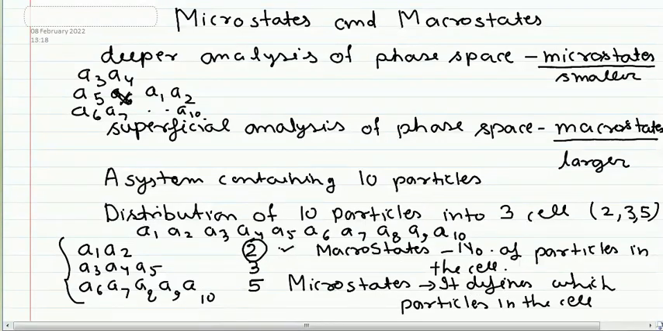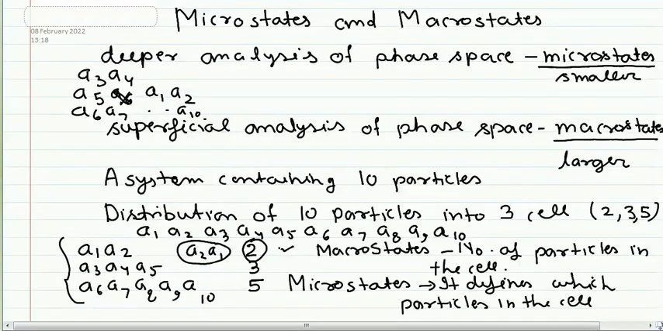And then, in a given microstate, we can maintain order also. Here I have written A1, A2. One can also write it as A2, A1. But this has no effect. If we change the order in the microstate, it has no effect. So A1, A2 and A2, A1 define the same microstate. The only thing that matters is which particles; the order doesn't matter. So this is about the microstates and the macrostates.